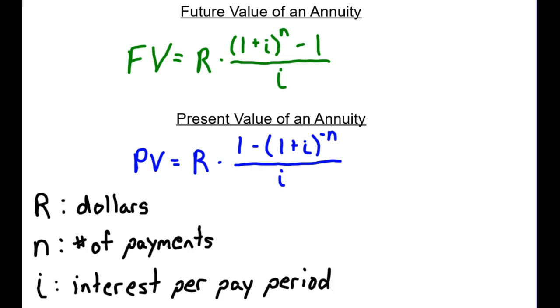Here are the 2 formulas for your future value of an annuity and the present value of an annuity. R represents the dollar amount of each payment, N represents the number of payments, and then I is the interest per pay period. Okay, so say you're making monthly payments. To calculate that I value, you would take the interest rate divided by 12 to get that interest per pay period.